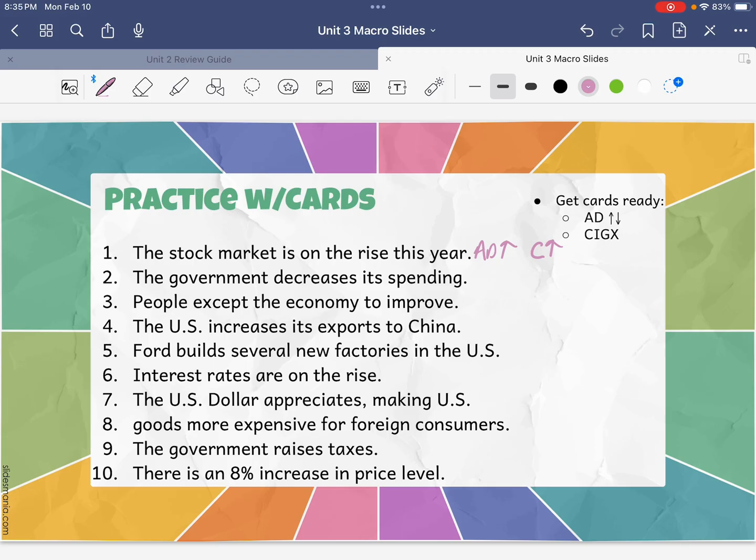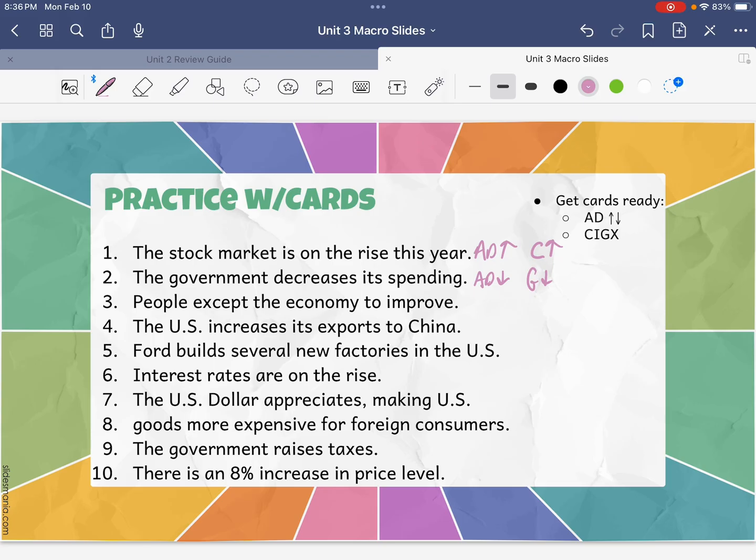Number 2 is so simple. The government decreases its spending. Wow. It couldn't be even more simple. So that whole equation, CIGX, the government part went down, meaning aggregate demand goes down. American goods are not being demanded. The government is not demanding that more military goods or interstates or fire trucks be built. And so aggregate demand goes down.